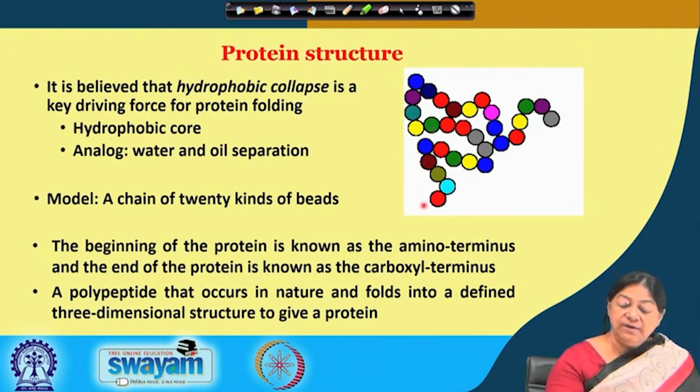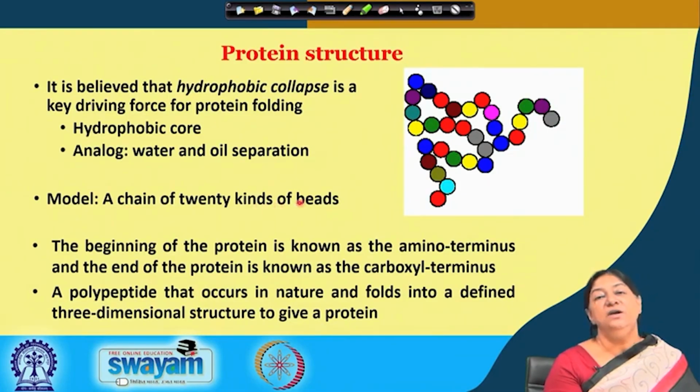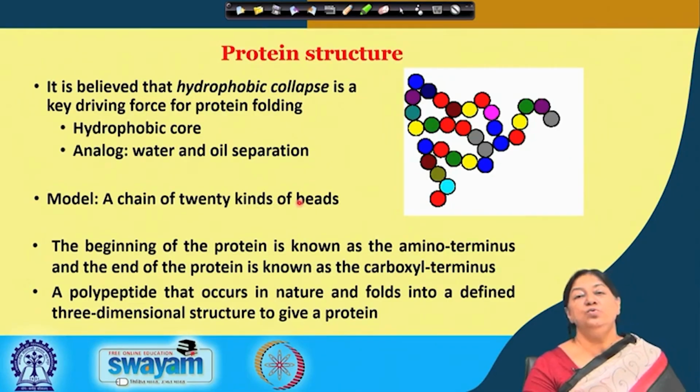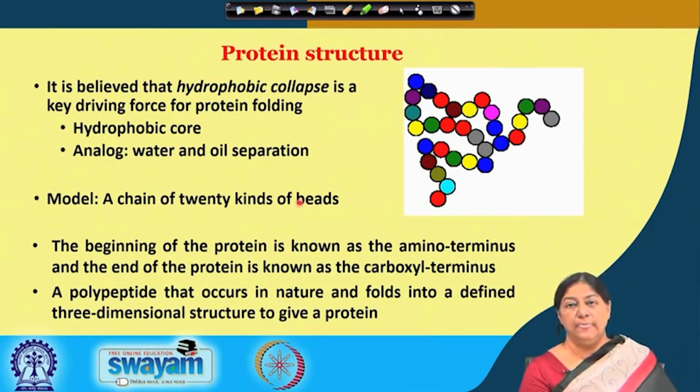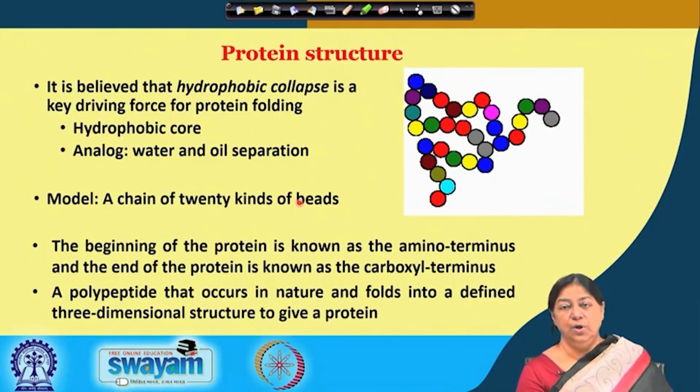When we consider our polypeptide chain that can be formed by these 20 beads, if we call them, we can have the model as a chain of 20 kinds of beads, where these 20 represent 20 different amino acid residues. Now, what is going to make the protein fold? What we have here is different characteristics of the structures of the side chain residues. We can have hydrophobic type.